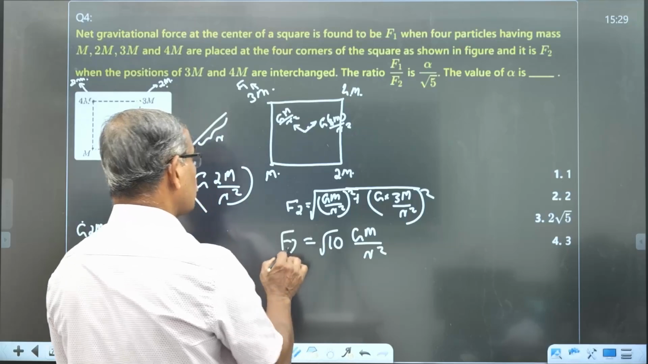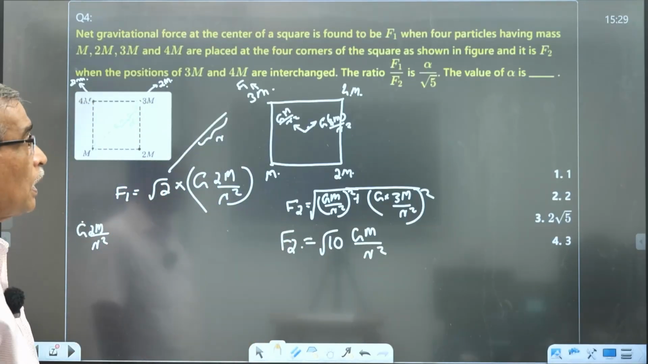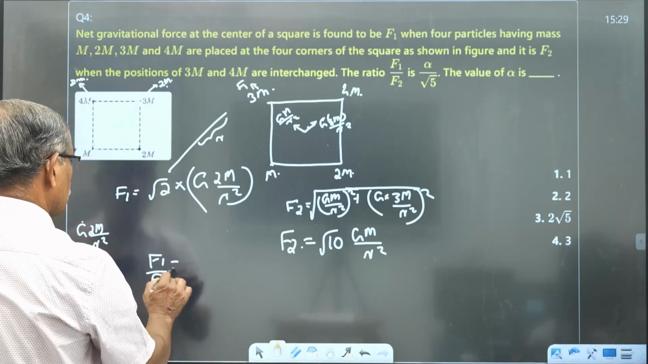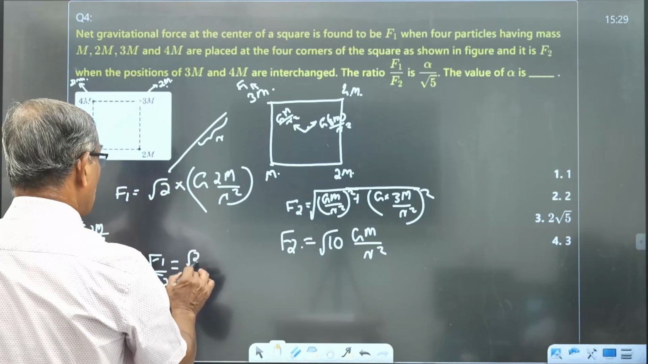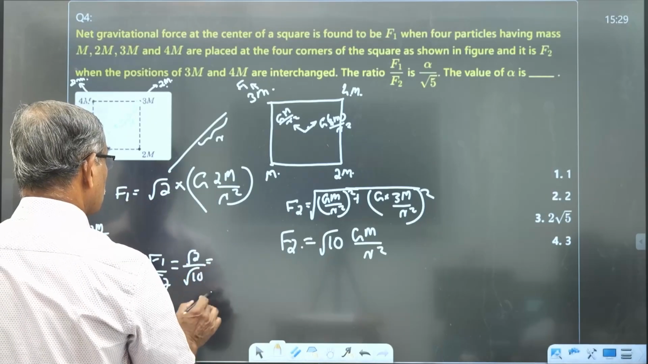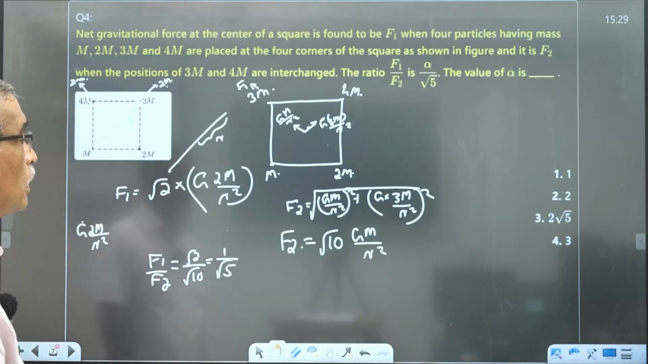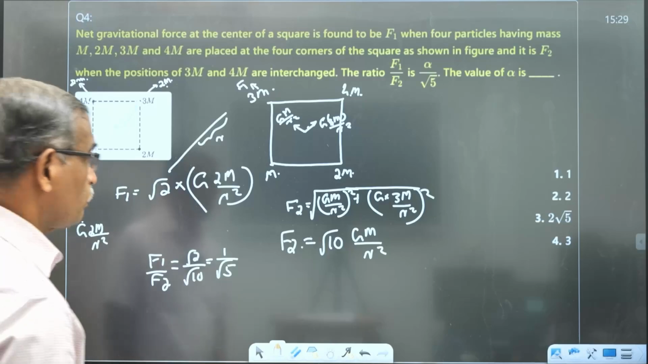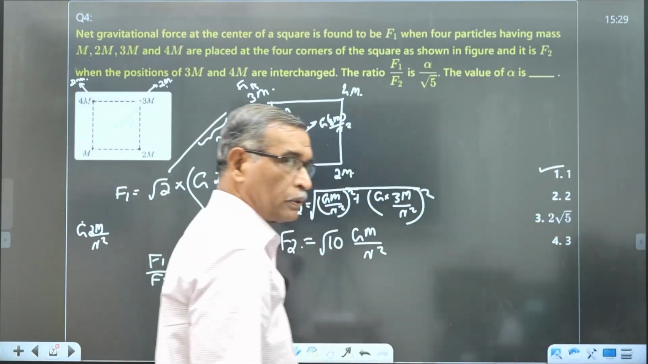That is our F2. Now you know F1 and F2 both, and we have to find F1 by F2. F1 by F2 is equal to root 2 by root 10, which is equal to 1 by root 5. Now the question is, what is the numerator? Compare, alpha is equal to 1. So the option is 1.